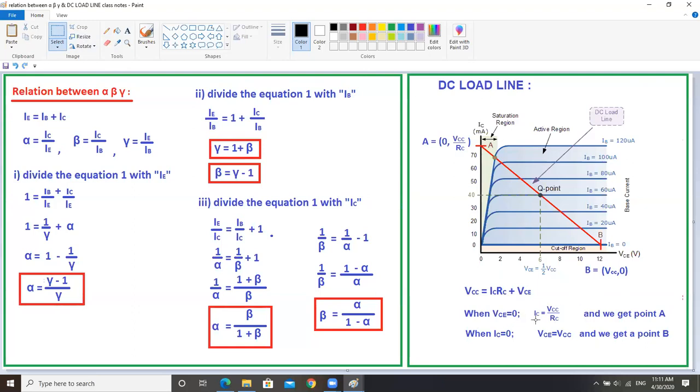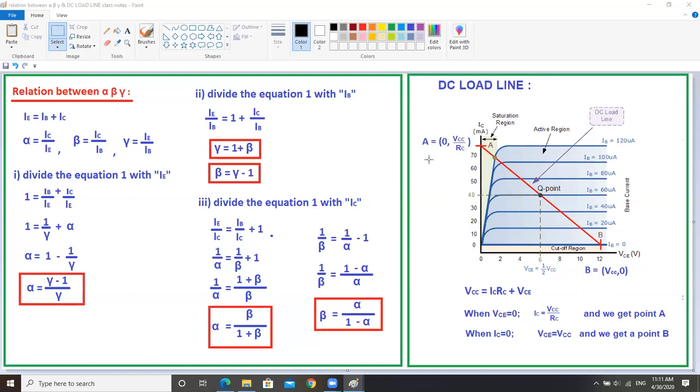This equation becomes IC is equal to VCC by RC, and we are going to name it point A. Similarly, if you want a point on the x-axis, you have to keep IC equal to 0 in this equation. Now IC is equal to 0, because of that VCE is equal to VCC. I am naming that point as B. This is your point B and A.